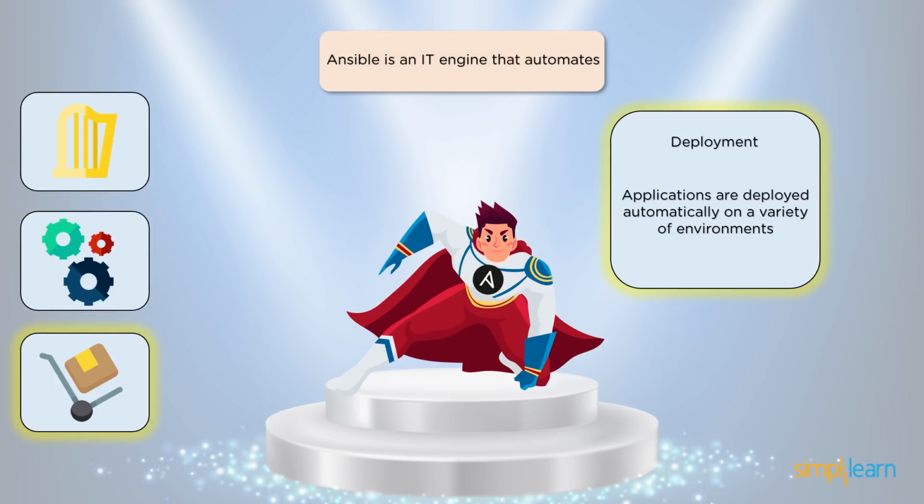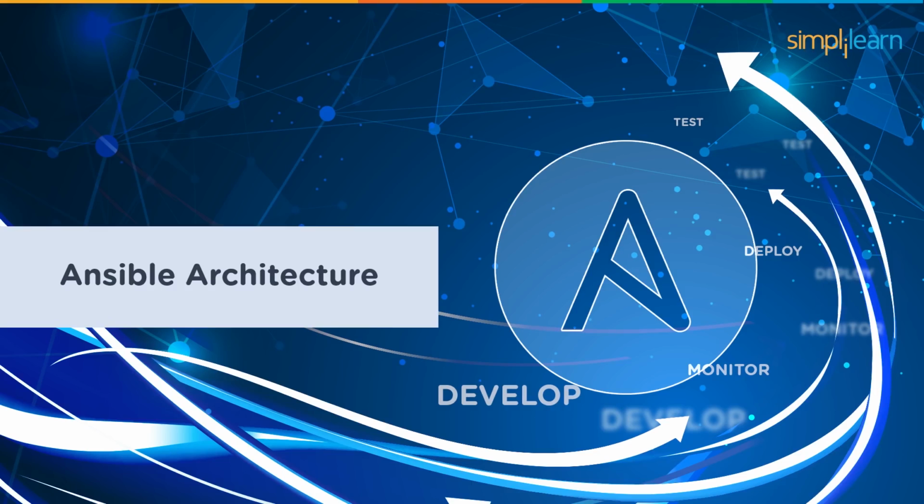And finally, Ansible automates deployment. Deployment simply means the deploying of applications onto your servers of different environments. So if you have to deploy an application on 10 systems with different environments, you don't have to manually do this anymore because Ansible automates it for you. In fact, Ansible can also ensure that these applications or the code are deployed at a certain time or after regular intervals. Now that we know what exactly Ansible is, let's look at Ansible's architecture.